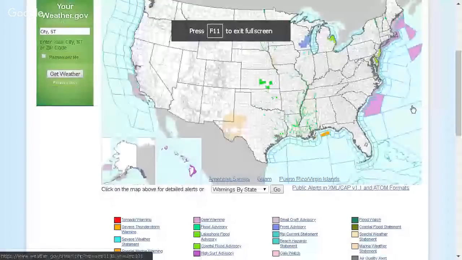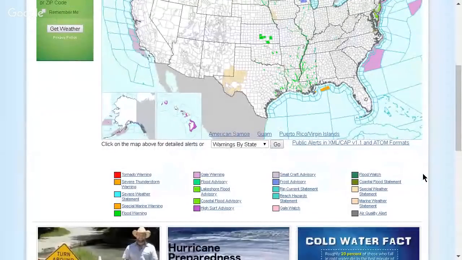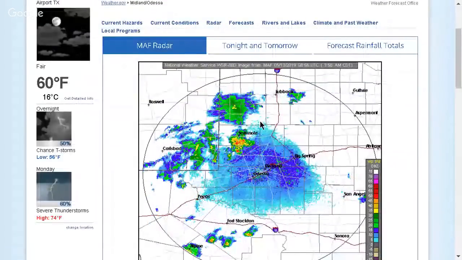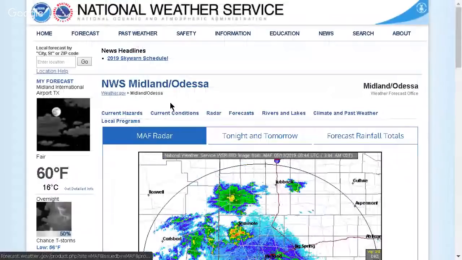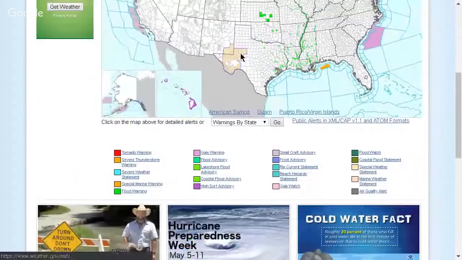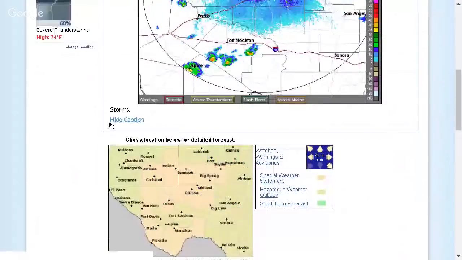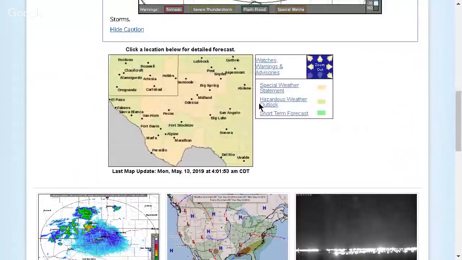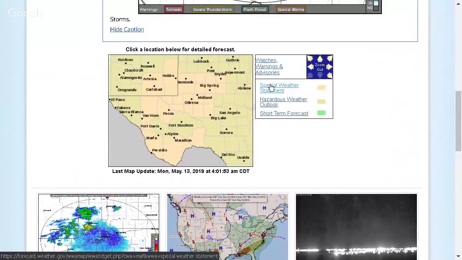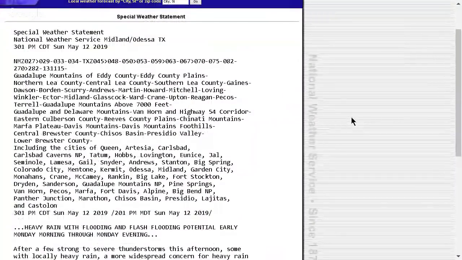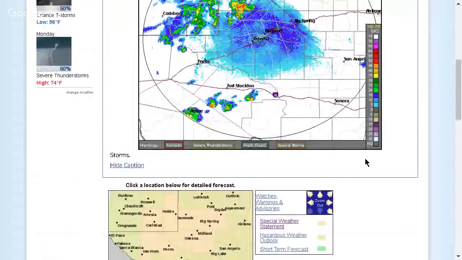Weather.gov. There are your alerts. See some winds. And we see some, what is that? Special weather statement. What's up with that? I did not click on any of that stuff. Wow. Okay. Hazardous weather outlooks. Can I get the statement? Heavy rain with flooding and flash flooding potential early morning through Monday evening. Geez. Okay, I thought you were getting a rest, but apparently not.